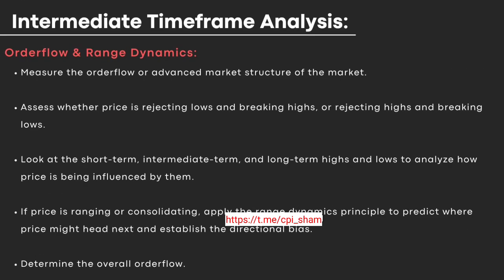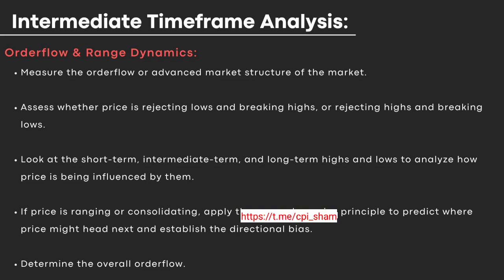Once you've done all of that, you're then going to determine the order flow. The analysis is going to be the same you perform on the monthly higher time frame, but you're going to refine that down to the weekly specific levels, right? First of all, you're going to measure the order flow or the advanced market structure of the market. Next up, you're going to assess whether price is rejecting lows, breaking highs, or rejecting highs and breaking lows.